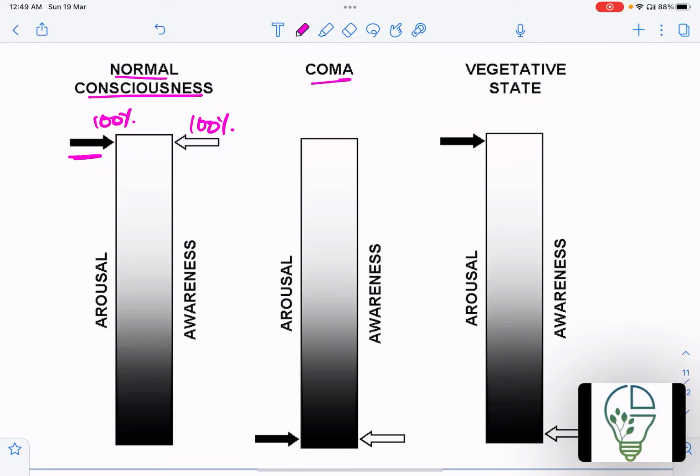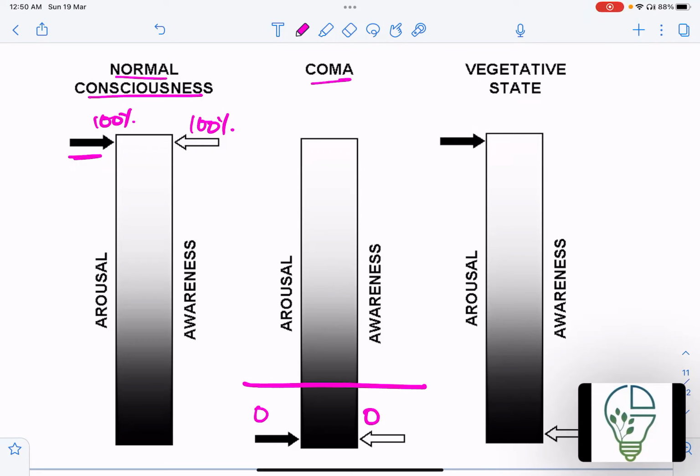But when a patient is in a coma, their awareness as well as their arousal are both at zero, meaning they're nil. They've got nothing in them, meaning their reflexes are not working, their cognition is not working, their memory is not working, their orientation is not working.